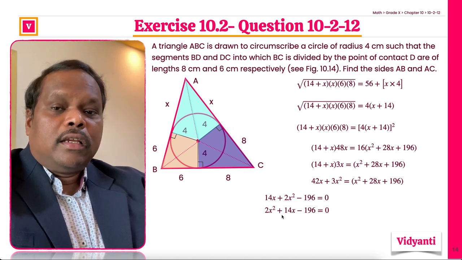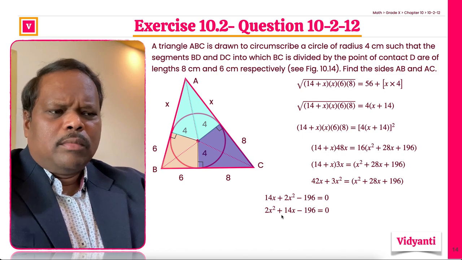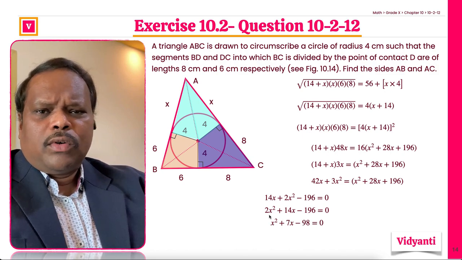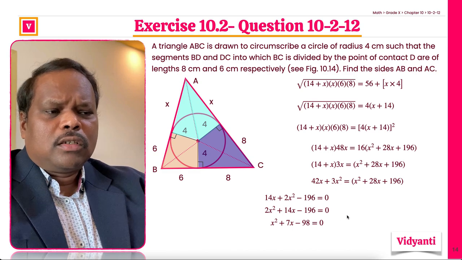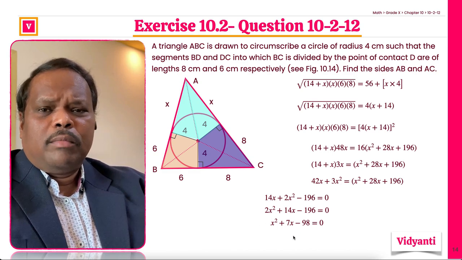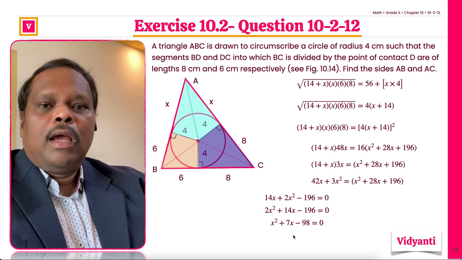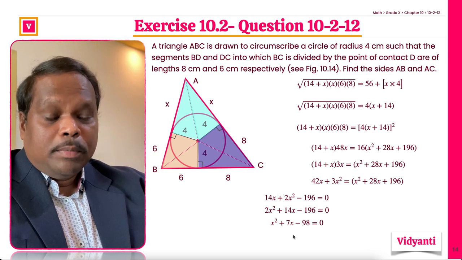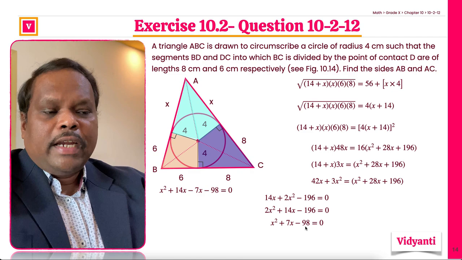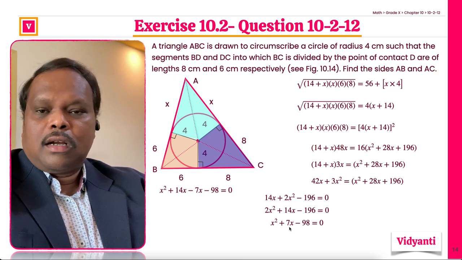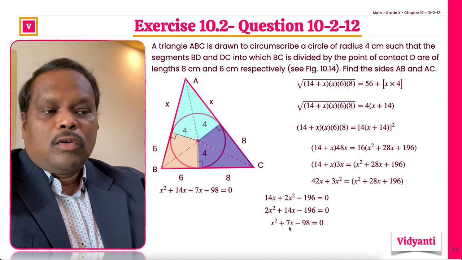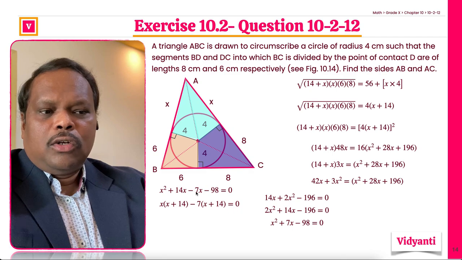We can use the quadratic formula to solve this one, or you can simply factorize it. I would rather prefer to get rid of 2 because this 2 is common in each term. That will make the numbers a little bit smaller, and that would be even simpler. Now we have to break this minus 98 in such a way that the combination of these two factors will come out to be 7. So I'll break that into 14 and minus 7. The product is minus 98, and their sum is positive 7x.